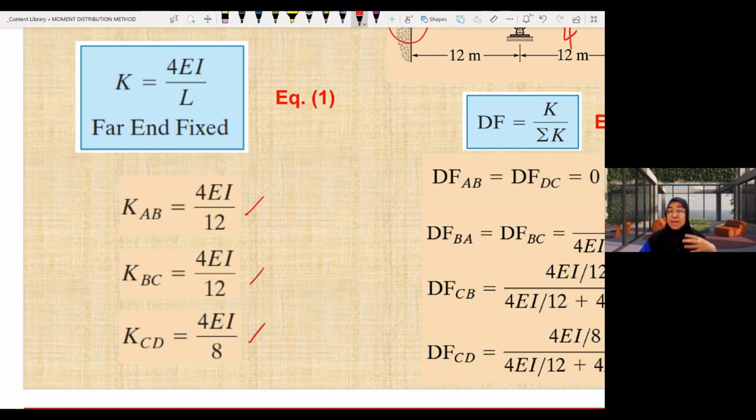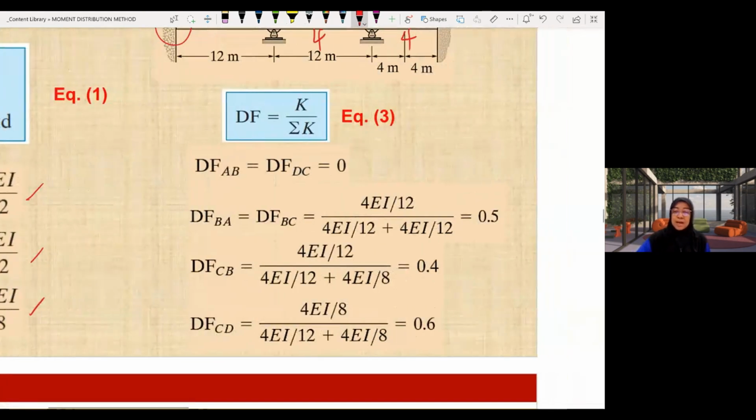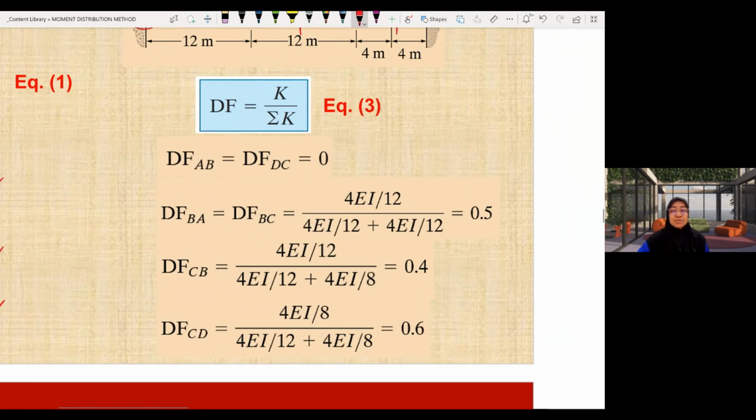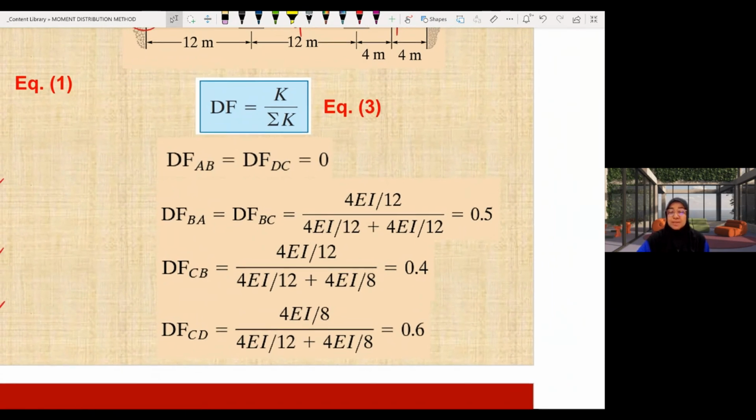Remember, KAB means KBA, also the same. KBC and KCB are also the same. KCD and KDC are also the same because each refers to one member. From this K, we will calculate the distribution factor. It is K over total K.